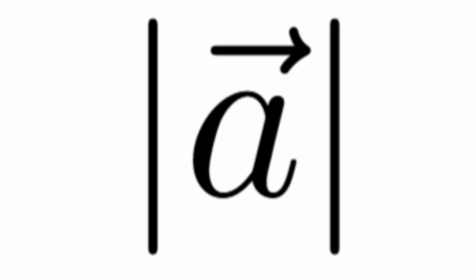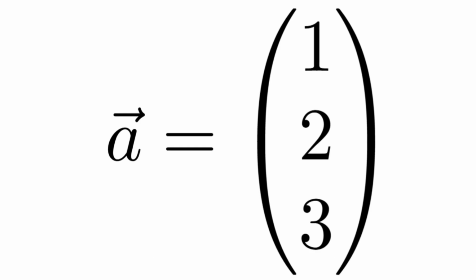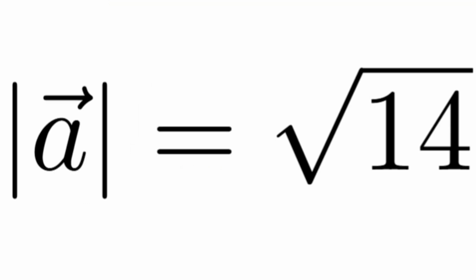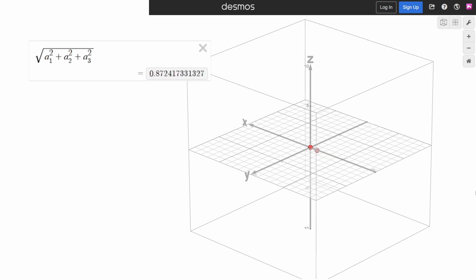Now, this is closely tied to magnitude, which is denoted by having these 2 lines around the vector. It denotes how long the vector is. For example, if we have this vector 1, 2, 3 and we want its magnitude, we use this formula, which is just Pythagoras in 3D, to get the square root of 14. Now, here is a vector being scaled with its magnitude shown.